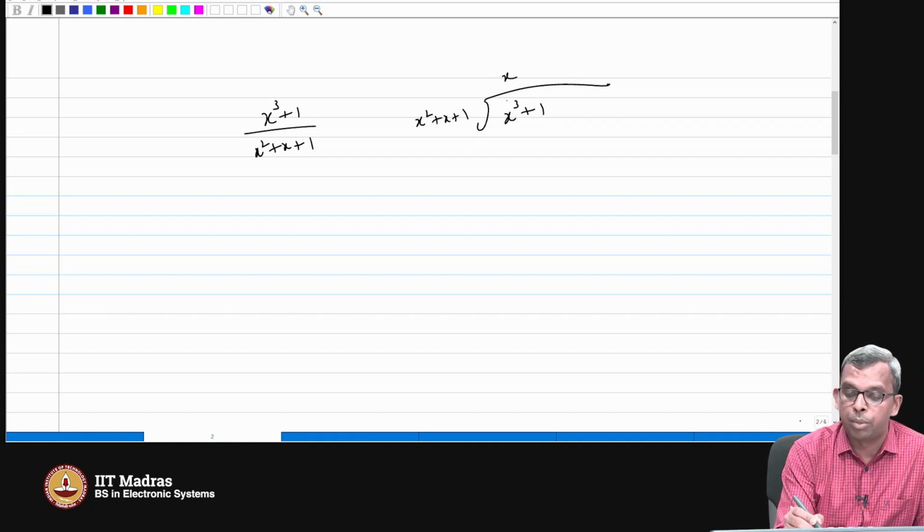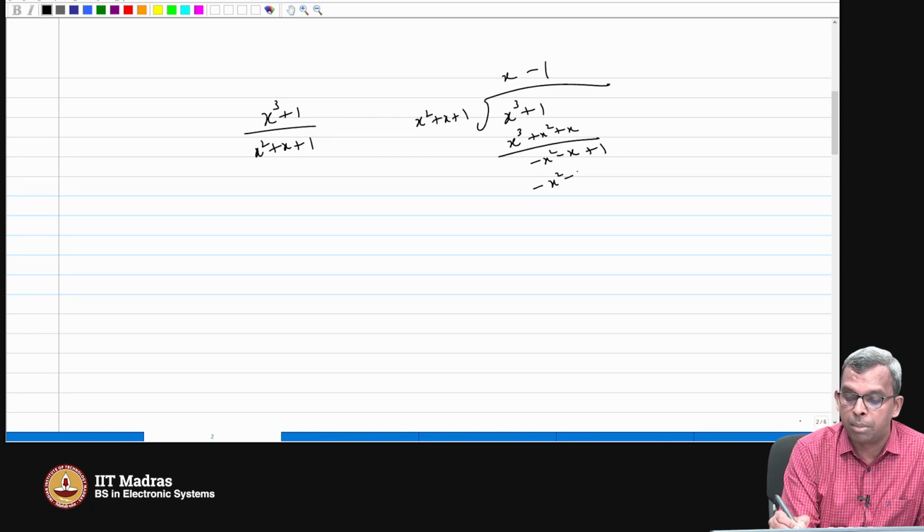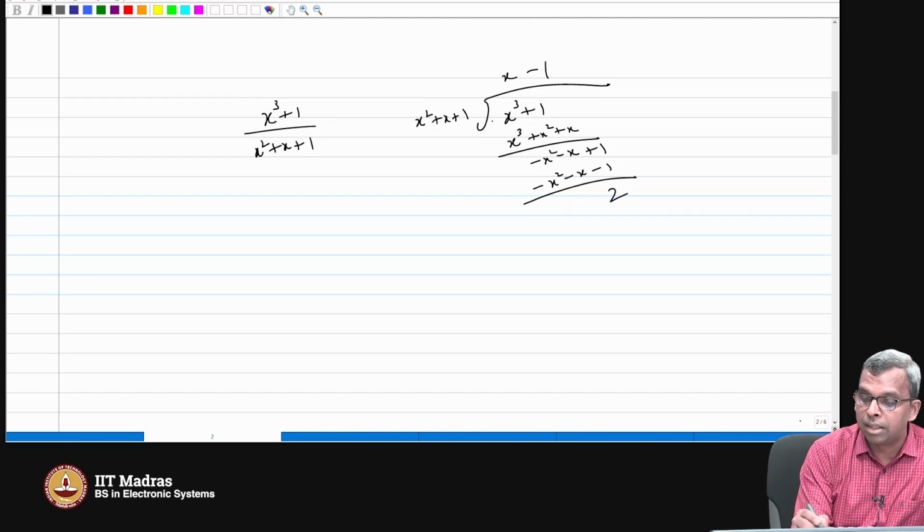So here I have to put x here, I'll get x cube plus x squared plus x, and then I have to subtract, this will go away, minus x squared minus x plus 1, and so I would put a minus 1 here, so you get here minus x squared minus x minus 1. So you add these two, subtract these two, you're going to get minus 2, plus 2. Okay. So what does this division algorithm mean?